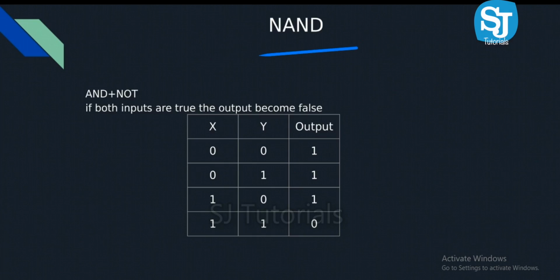First of all, NAND means AND plus NOT. We know the truth table of the AND gate. It is just the complement of the AND gate truth table. We get the NAND gate. When both inputs are high, the output becomes false. And in all other cases, the output becomes true. That means both inputs are 1, the output becomes 0. Otherwise, the output becomes 1.